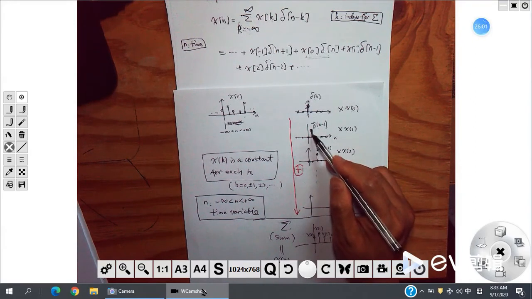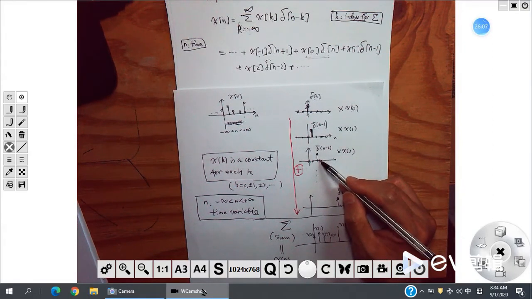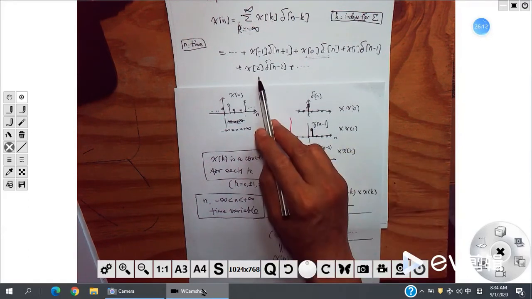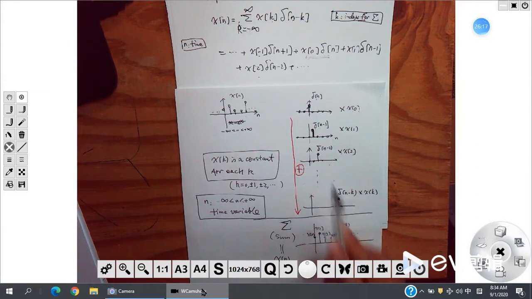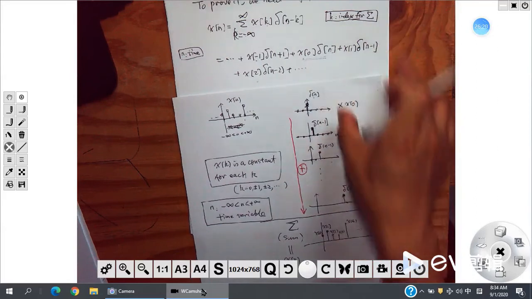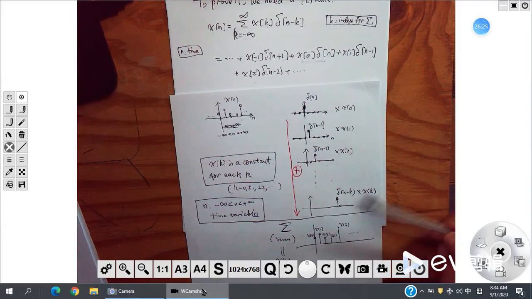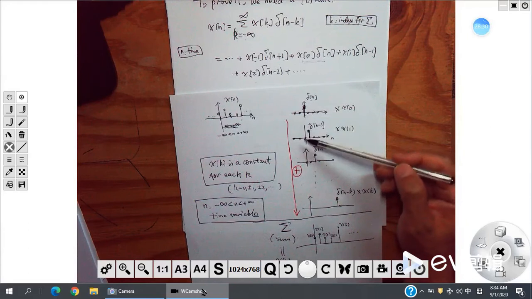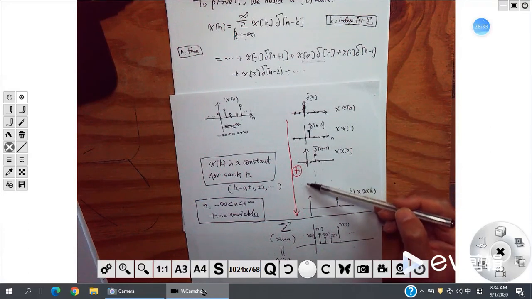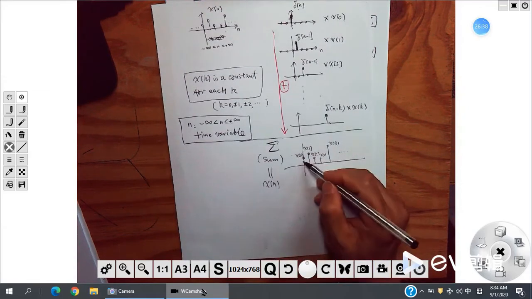You have the impulse at 1. Then when k equals 2, you have the impulse at 2, and times x2 is this term. Then you do the summation. You add all these together. Like you see here, when n is 0, the delta is 1 plus 0 plus 0 plus 0, forever 0. So the result will be this one.